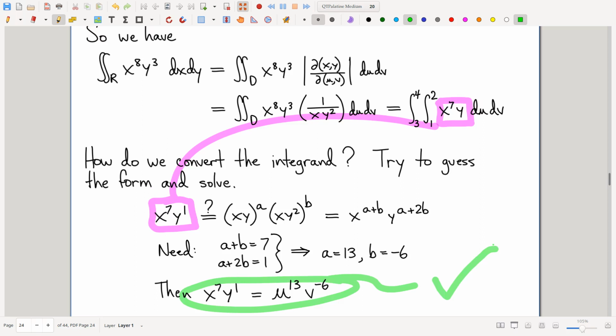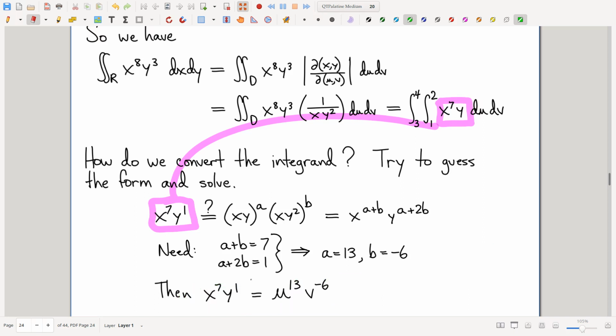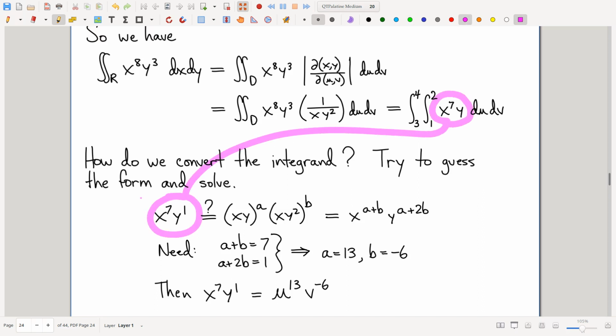Okay, what's the trick there? And it's less a trick and more of a strategy. The big idea is to take a guess of the form and then try to introduce some fudge factors and solve for the fudge factors, basically. So my speculation goes as follows. What I have is a product of powers of x and y.